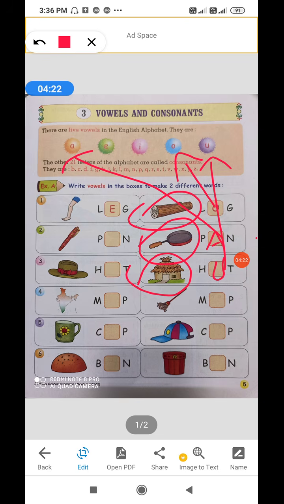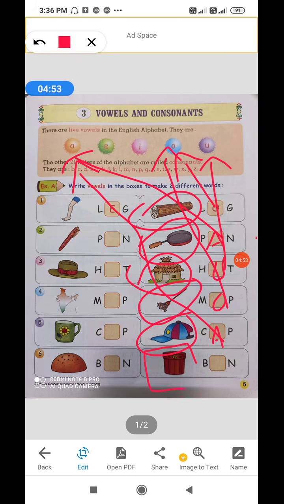Very good. What is the next one? Next one is mop. What is the spelling of mop? M-O-P, mop. Again O is a vowel word. Very good. What is the next one? Cap. What is the spelling of cap? C-A-P, cap. Again A is a vowel word.